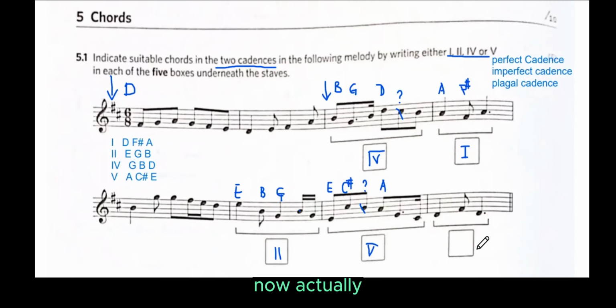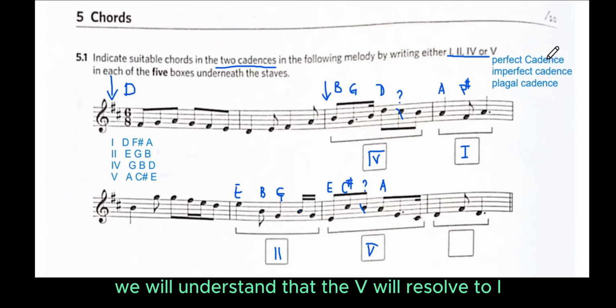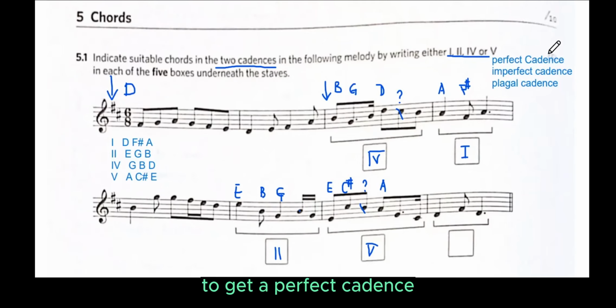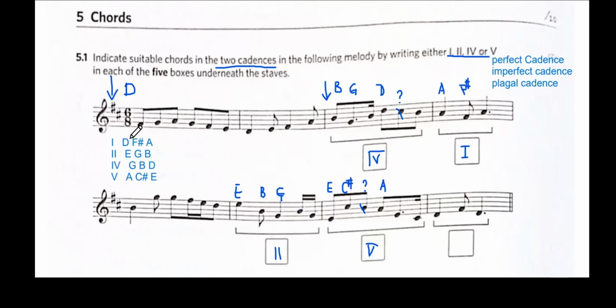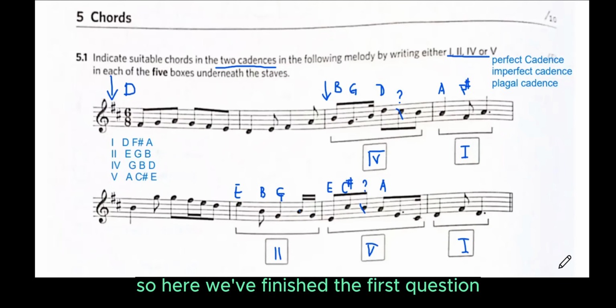Now, actually, we will understand that the 5 will resolve to 1 to get a perfect cadence. Let's double check the notes. D, F sharp. It's a 1. So here we finish the first question.